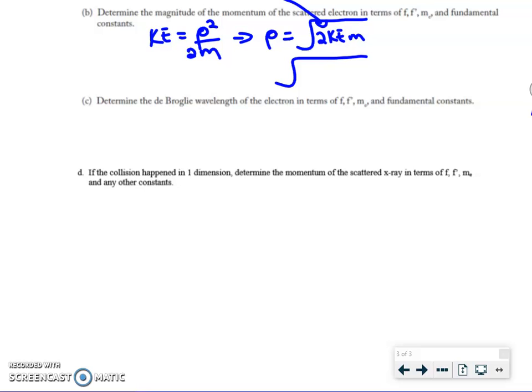It says determine the de Broglie wavelength in terms of that. Well, the de Broglie wavelength, lambda, is h over momentum. So the answer is going to be h over this whole thing down there. So it's just an issue of rewriting all that.